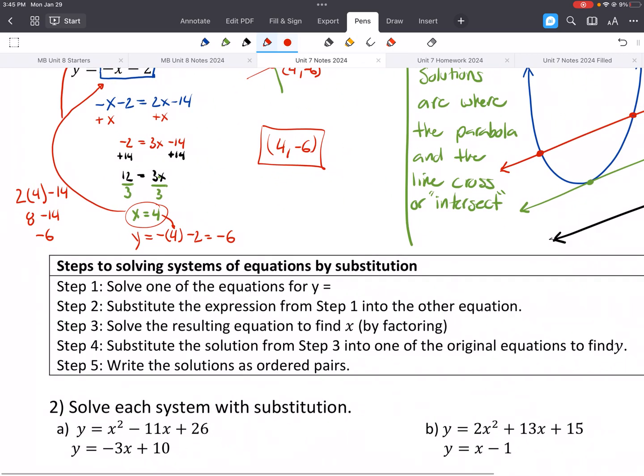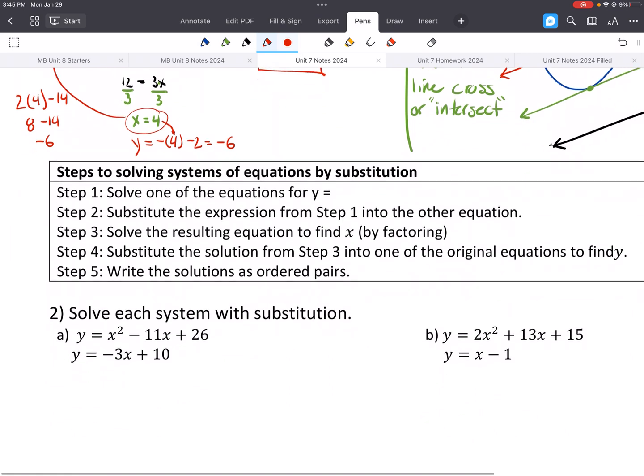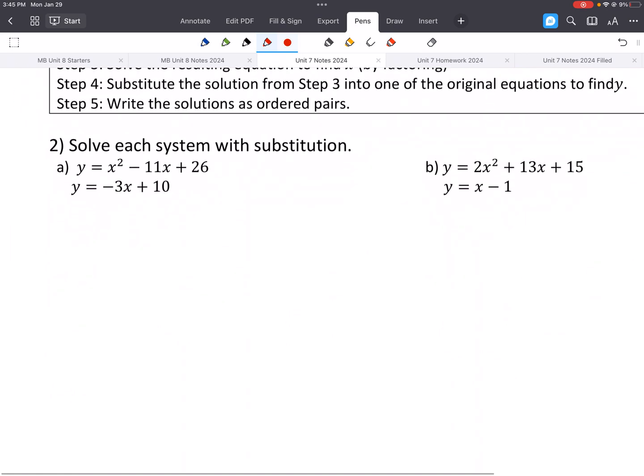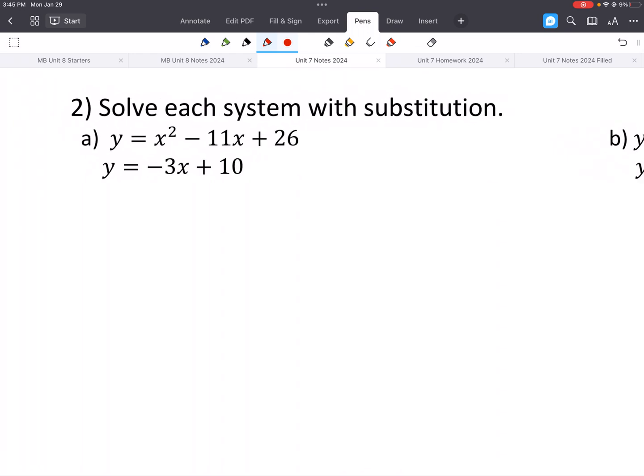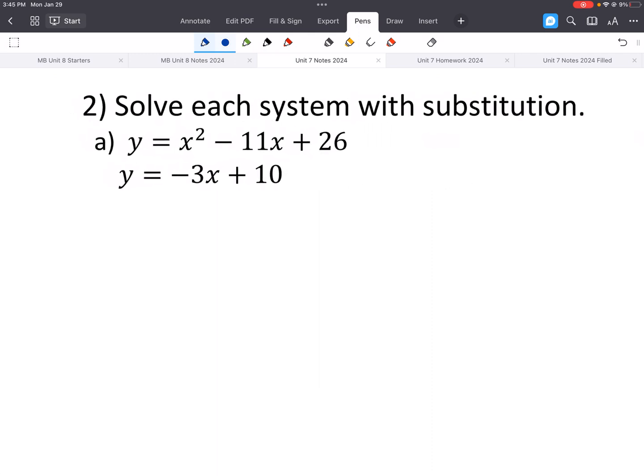Let's talk about how that's a little different when we are doing quadratics. Again, we have two equations, two unknowns, and we're going to solve to find the solutions. We're going to start the same way by plugging this into the other equation. We'd end up getting negative 3x plus 10 equals x squared minus 11x plus 26.